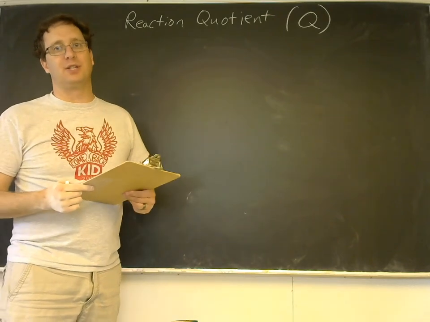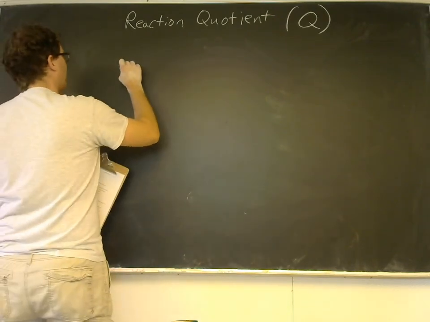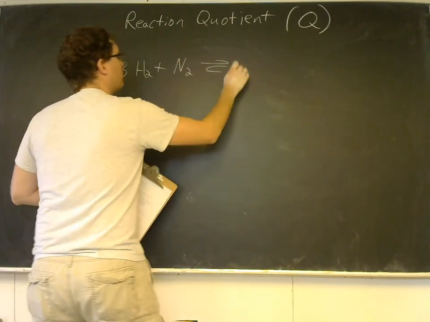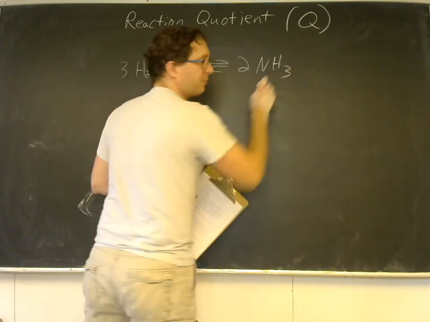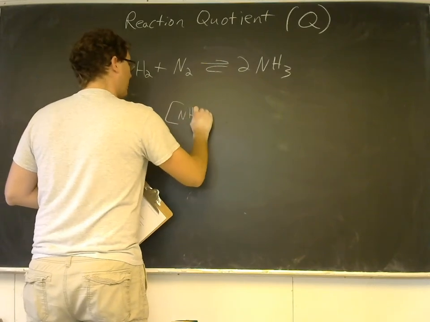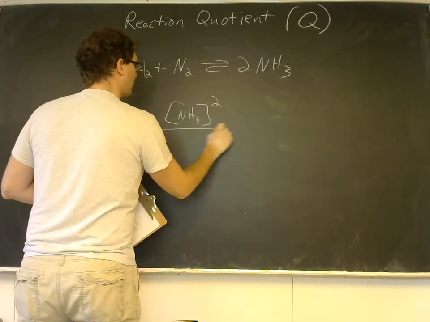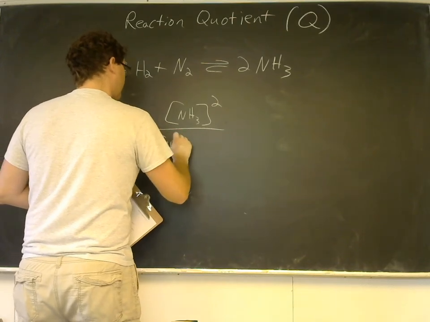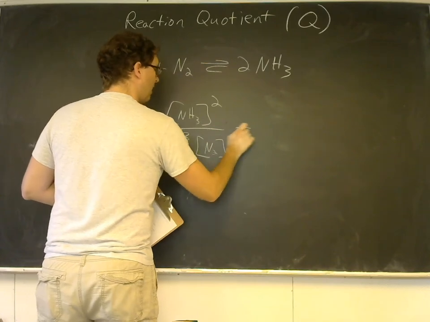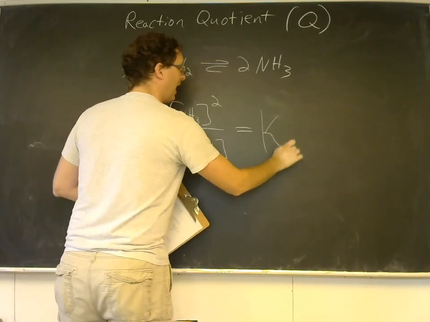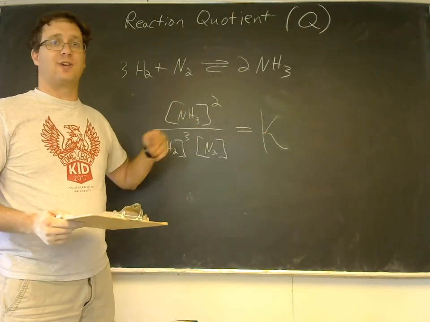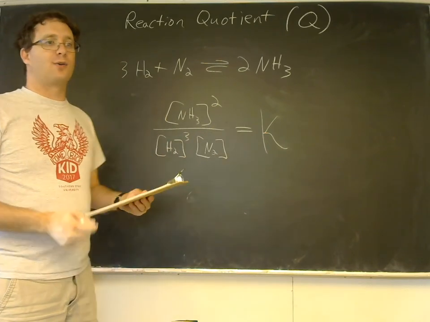But so if I have 3H2 plus N2 in equilibrium with 2NH3, you should be very familiar with this reaction by now. If I take the concentration of NH3 and I square it, and I divide that by the concentration of hydrogen cubed and the concentration of nitrogen, is that going to equal K? Well, the reality is it won't necessarily equal K unless you've given the reaction sufficient time to reach equilibrium.